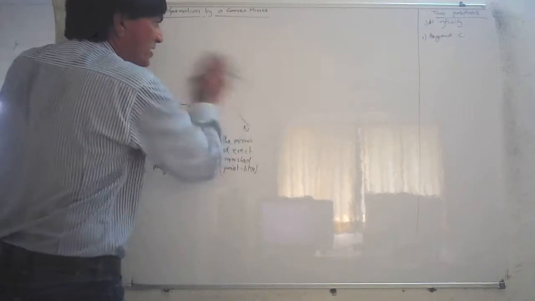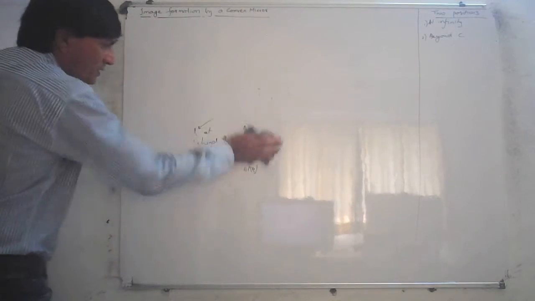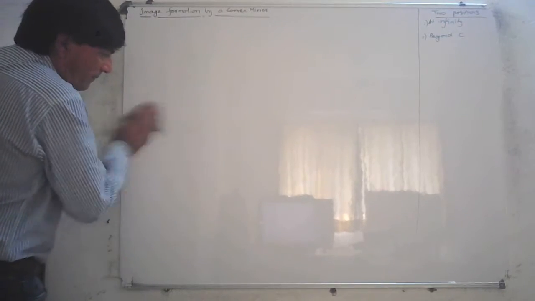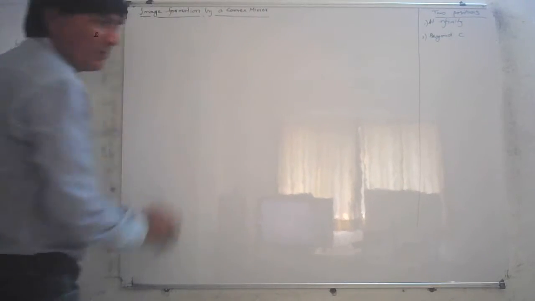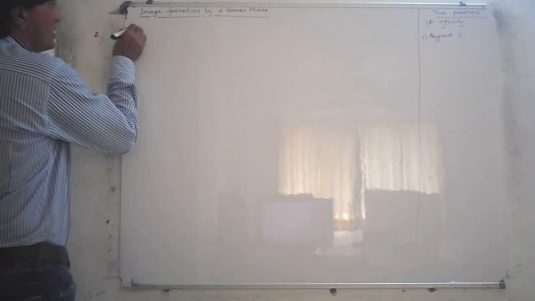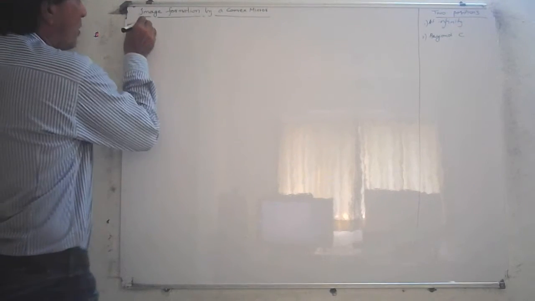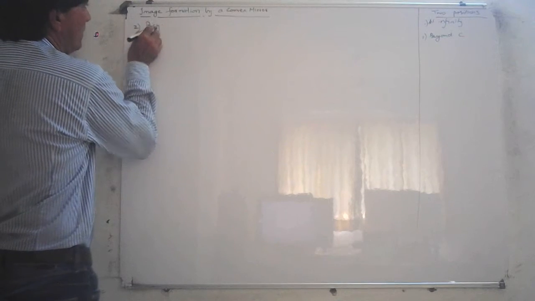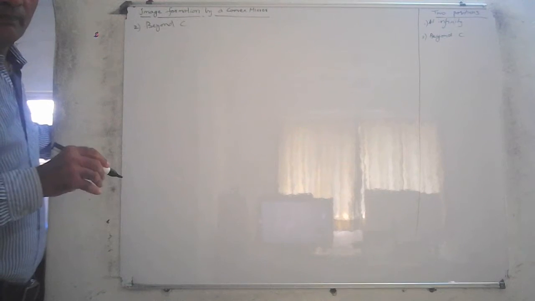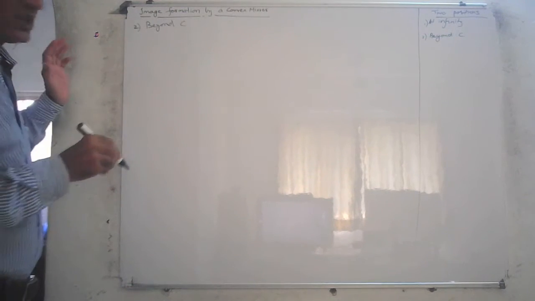Remember, slight changes have happened, but the image formation is important when you study this chapter. You will be asked to do this many times, so just make sure you understand this further. The second one is beyond C. Now, beyond C means beyond the center of curvature.